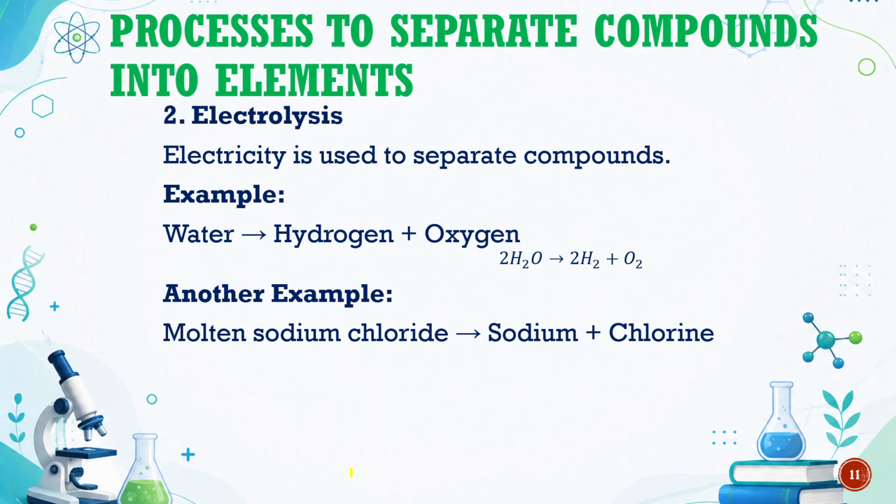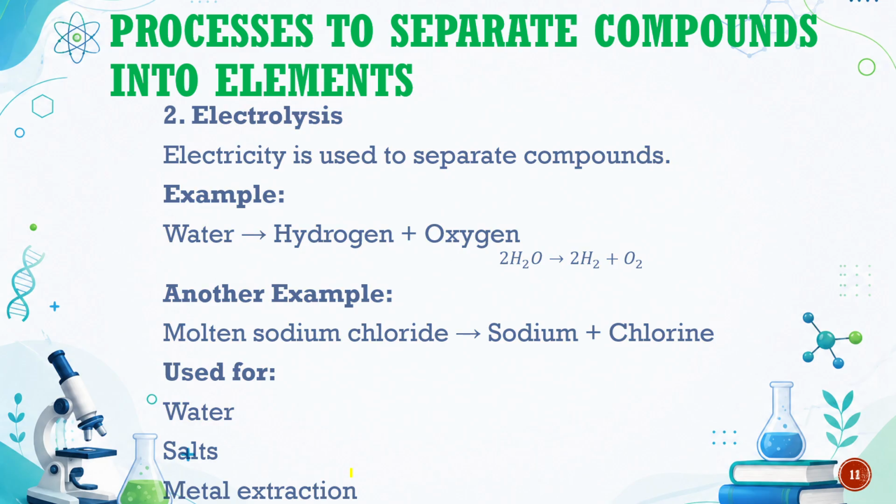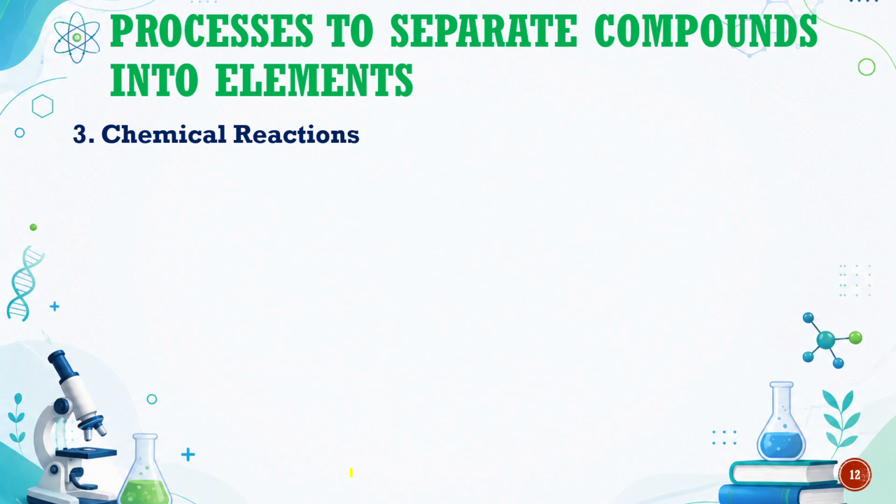You have a couple of other examples, like molten sodium chloride. If you use electrolysis on melted sodium chloride, you can separate out sodium and chlorine. Typically, electrolysis is a process used for compounds like water, salts, or for metal extraction. All right. The third process which can be used is chemical reaction.